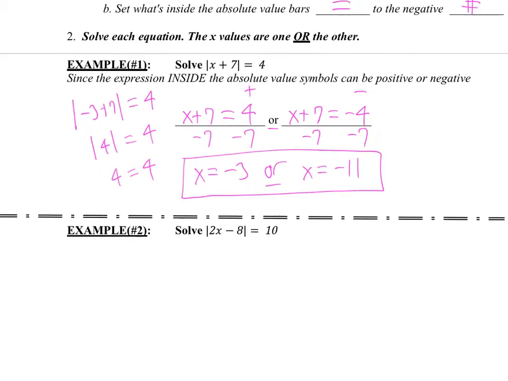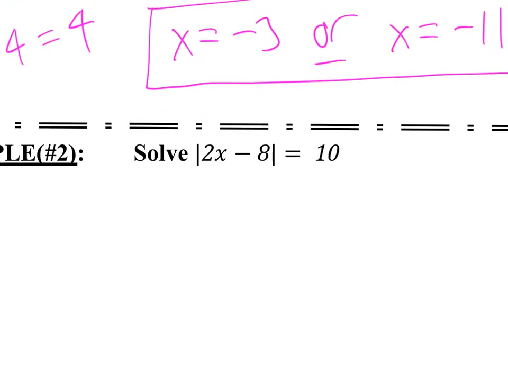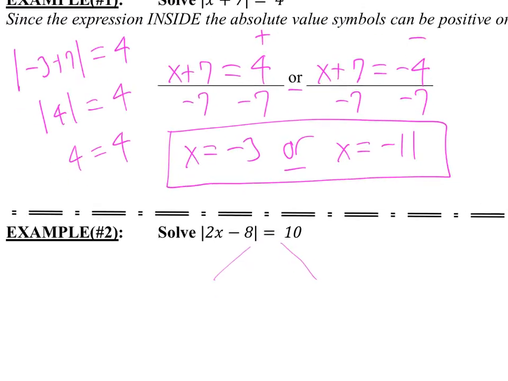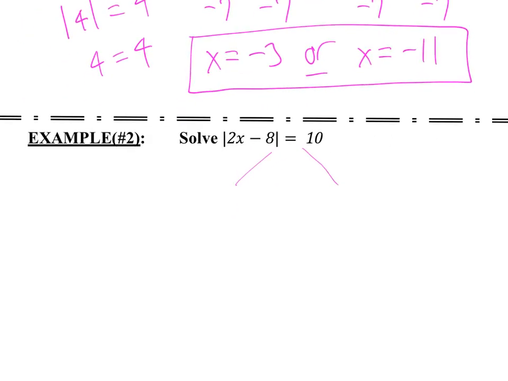All right, let's do example 2. Let's kind of keep moving along here. Solve the absolute value of 2x minus 8 equals 10. All right, so we're going to split it. I always like to draw these lines here. I didn't do it for the last one. I probably should have, but oh well. So we're going to split this up. We're going to write without the absolute values. We're going to write 2x minus 8 equals 10, or 2x minus 8 equals negative 10 over here.